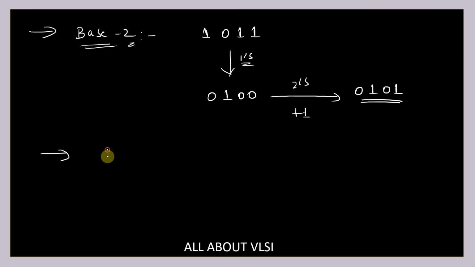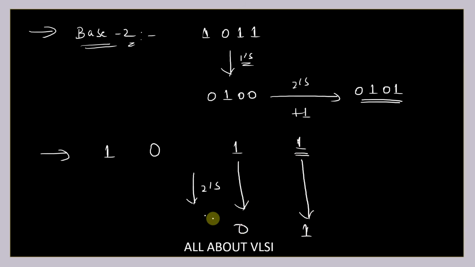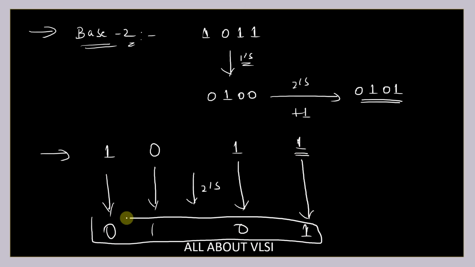Now, let's say I have this number 1011, and I want to perform two's complement directly, without converting it into one's complement and adding one. What I can do is move from right-hand side to left-hand side, and copy bits as they are until I encounter a 1, copying that 1 as well. From the next bit onwards, I perform the complement. So this is zero, this is one, this is zero. This is how we directly perform two's complement.